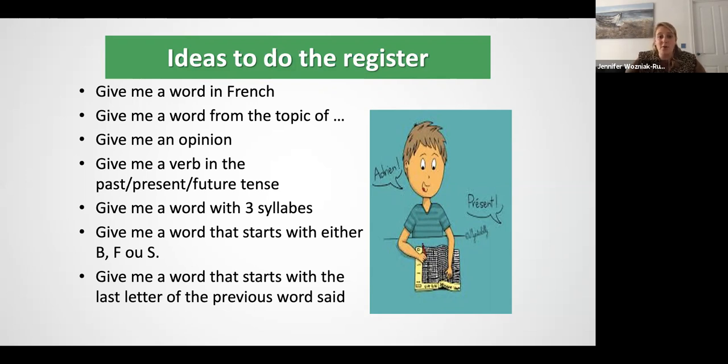Sometimes I will ask them to give me a word with 3 syllables, 2 syllables, or things like that. Or I might ask them to give me a word that starts with a letter, and you can pick any letters that you want. Or I might ask them to give me a word that starts with the last letter of the previous word said. So if, for example, Anna is the first on my register, and she says a word, then the person after will have to say a word starting with the last letter of the previous word.